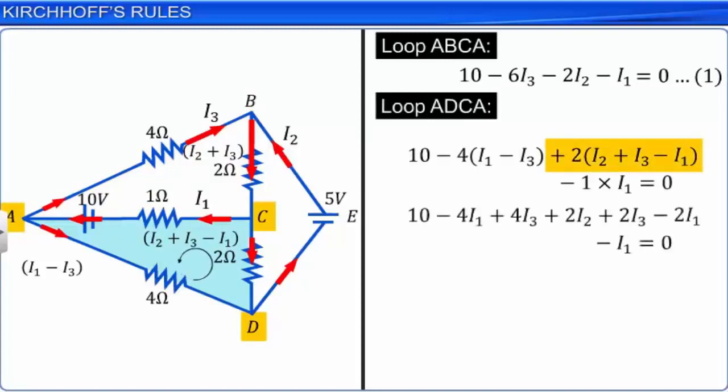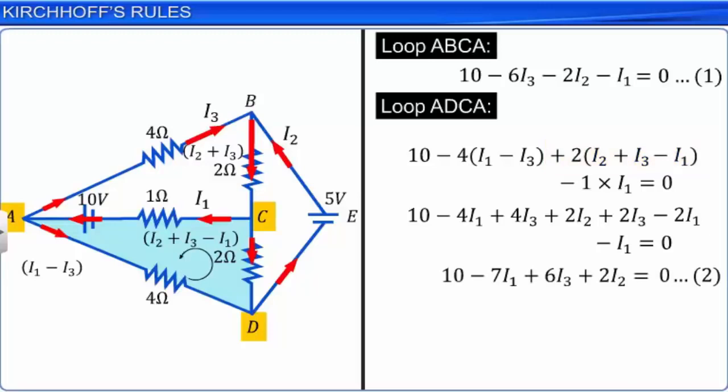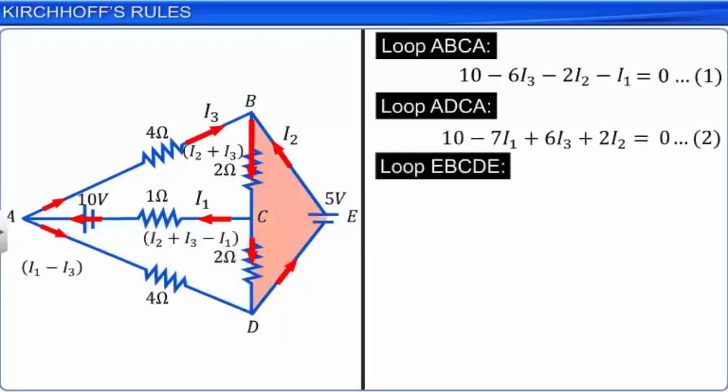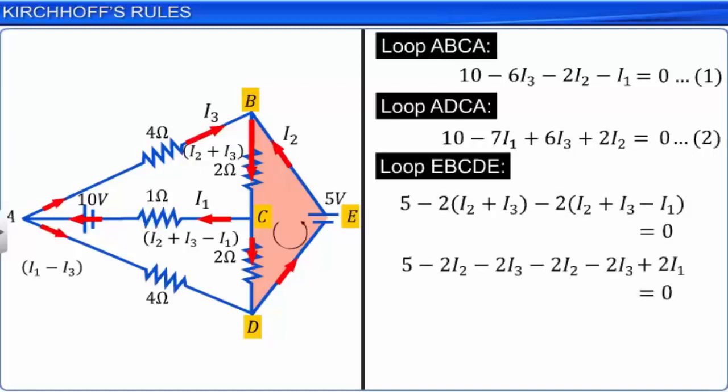Substituting the values of the potential changes across the resistors and that of the cell in the loop and simplifying, we get equation 2. Loop ABCDE. Let us start from the negative terminal of the 5-volt battery and walk through the loop in an anti-clockwise direction. Add the potential changes and equate it to 0. Substituting the values and simplifying, we get equation 3.